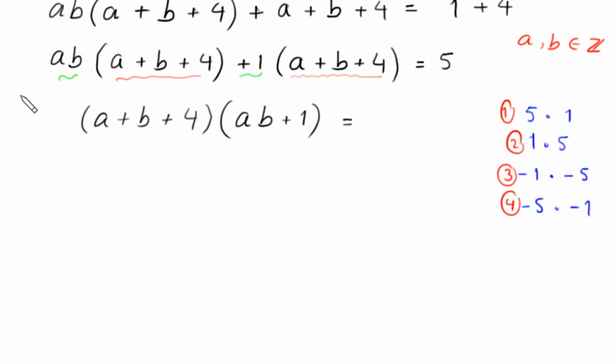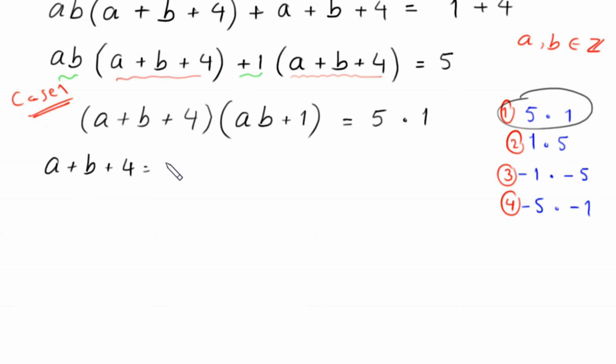First we solve case 1. In case 1 we write this expression equal to 5 times 1. So here we write 5 times 1. It means a plus b plus 4 is equal to 5, and ab plus 1 is equal to 1.